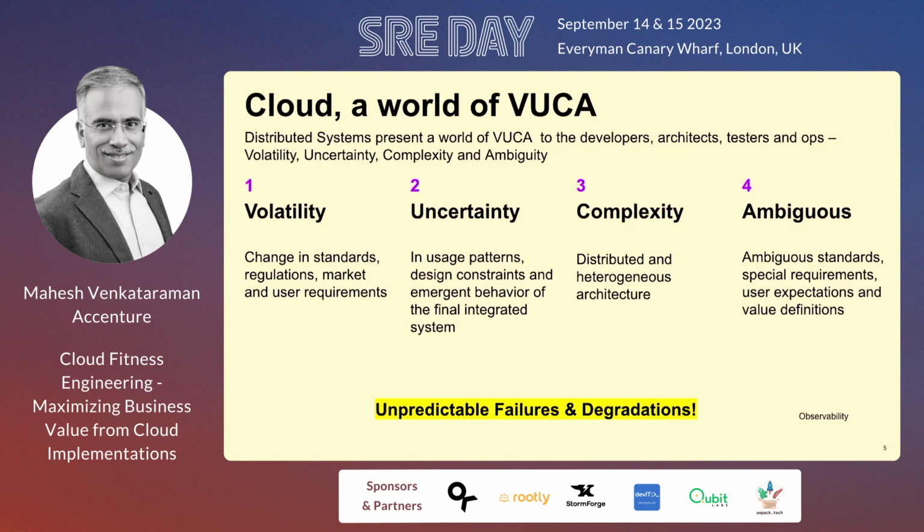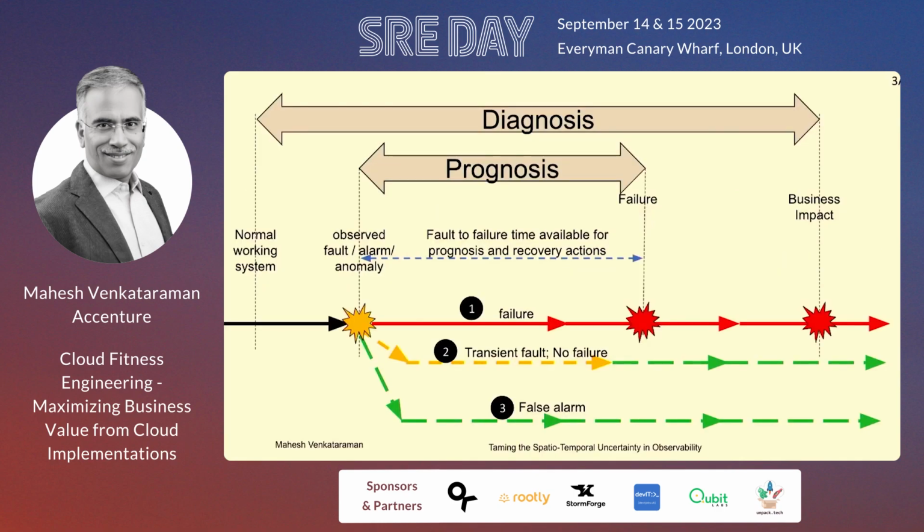Uncertainty, VUCA, right? Do we accept the VUCA-ness? I don't know. If you look at this, because we lost time, this is a very interesting problem. You have a normal working system, then you have an observed fault based on observability or whatever you want to call it. There could be 3 pathways.